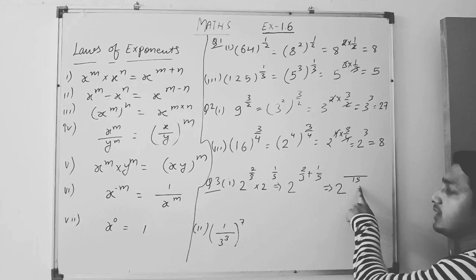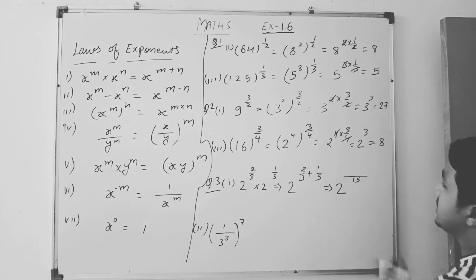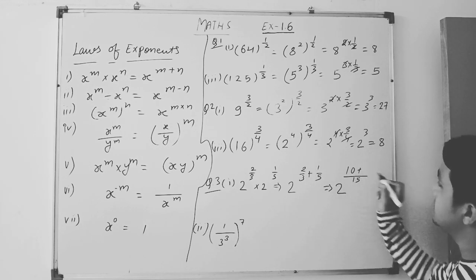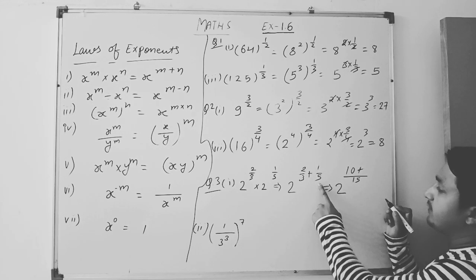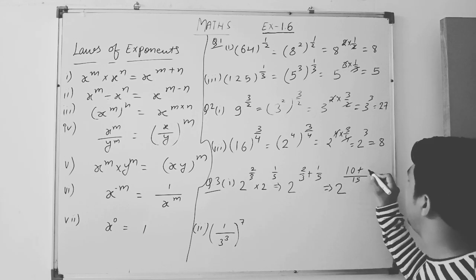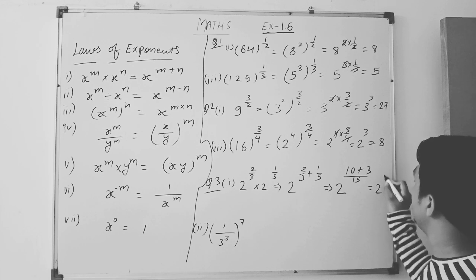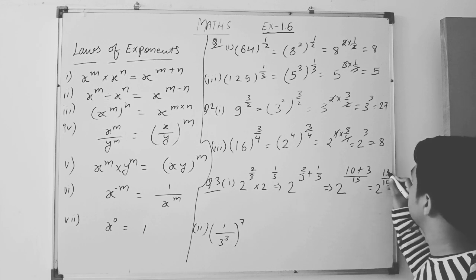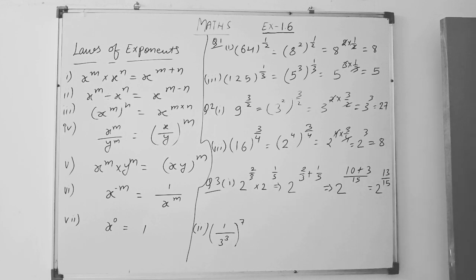15 comes 5 times the table of 3. 3 5s are 15, so 5 2s are 10 plus 5, 15 comes 3 times the table of 5. 5 3s are 15, so 3 1s are 3, it will be 3. So we can write 2 to the power 13 upon 15. This is the answer of this question.